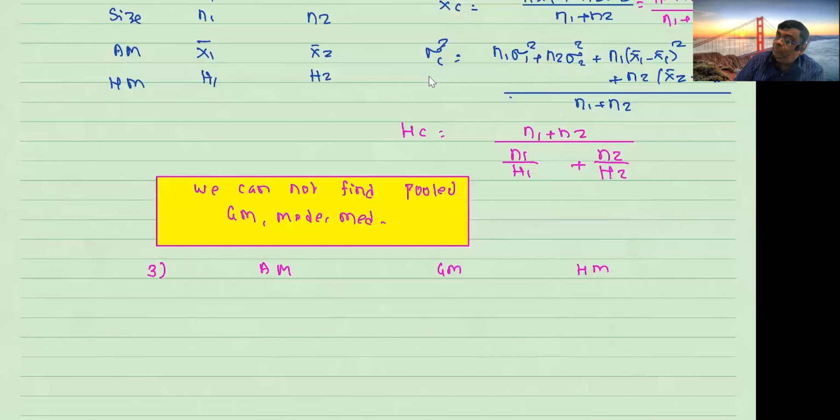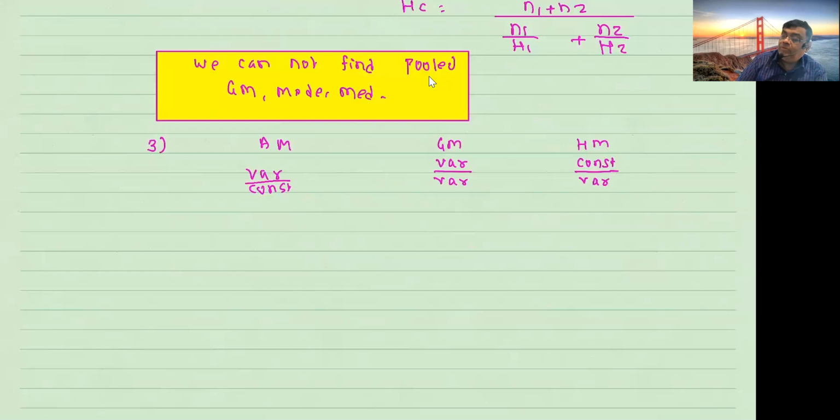When this is variable upon constant, it is the arithmetic mean. When it is variable upon variable, it is a geometric mean. And when it is constant upon variable, it is the harmonic mean. Example of this could be rain, could be marks, etc. This is common situation. Here, geometric mean is used for ratio, percentage, etc. This is for speed.